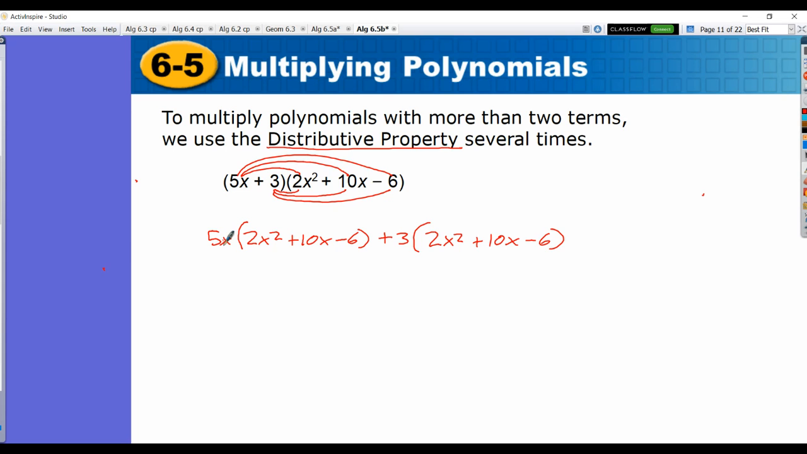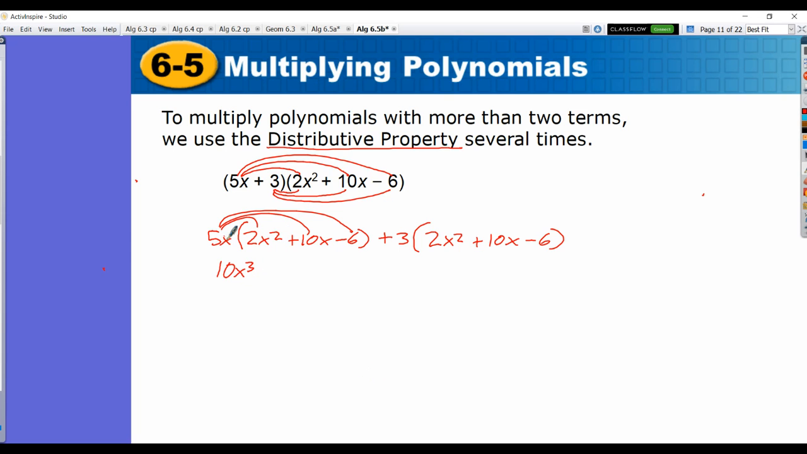All right, we're showing 5x getting multiplied by everything. And then we have 3 getting multiplied by everything. All right, so now we can go ahead and do our distributive property. Let's start with that 5x. So 5x times 2x^2 is going to get me 10x^3. All right, adding the exponents.